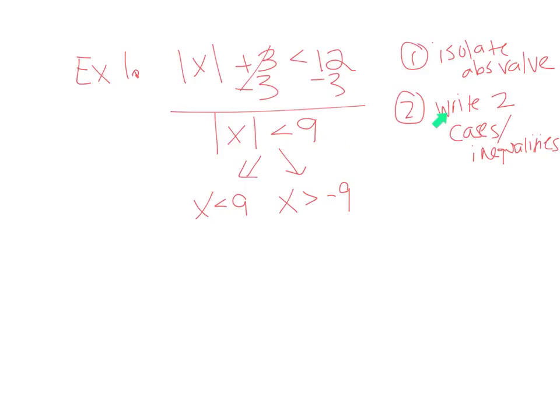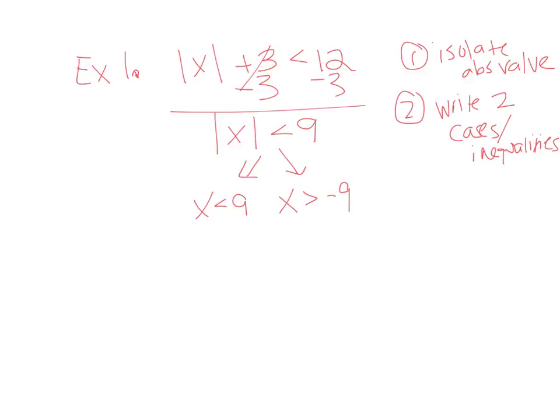From there, I can, step 2, write my two cases or inequalities. So my first one is the same thing as what's here with no bars. X is less than 9. My next one, I had to change both signs. It's like keep, change, change. I flipped my inequality sign and I changed the sign of the number.